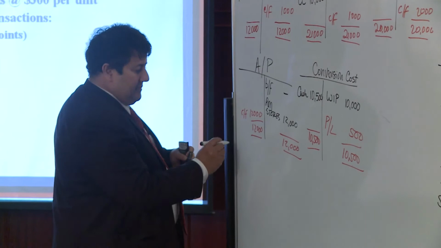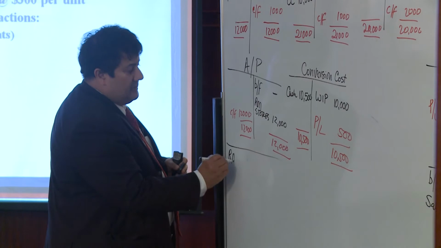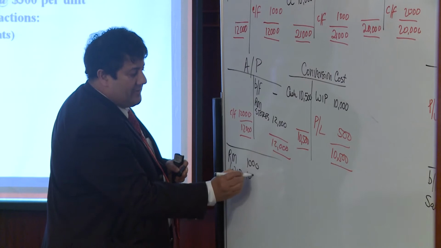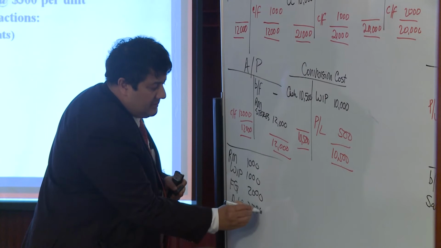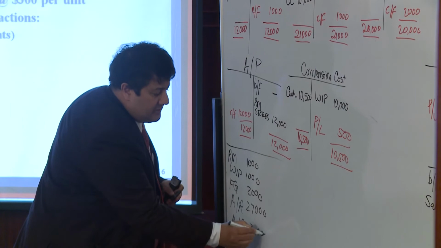Raw materials, 1,000. Work in process, 1,000. Finished goods, 2,000. Accounts receivable, 27,000. And accounts payable, minus 12,000. Right?